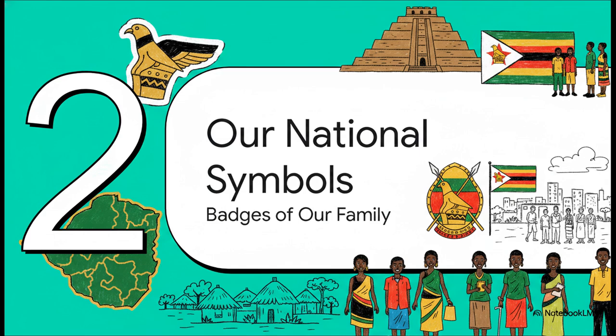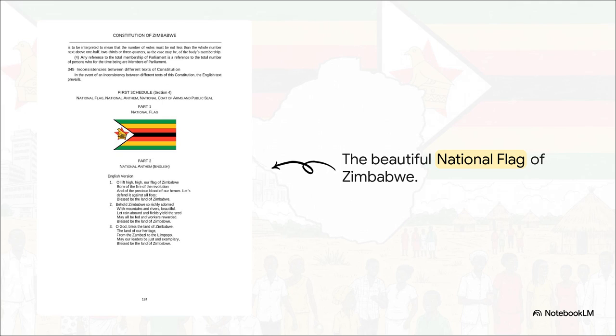Next up is Section 4, our national symbols. Think of these as the badges of our family. Our flag that you see flying high, the national anthem we sing at school, our public seal, and the coat of arms, they don't just belong to the government, they belong to you. They're your badges of citizenship, showing the world exactly who we are. Whenever you see these symbols, just remember they represent your supreme rights.